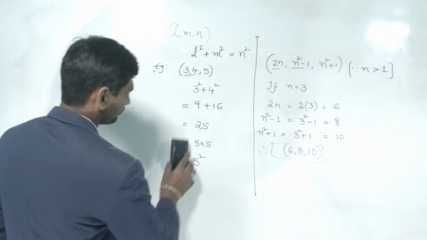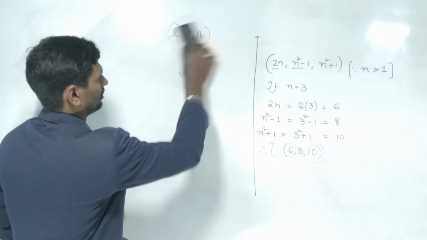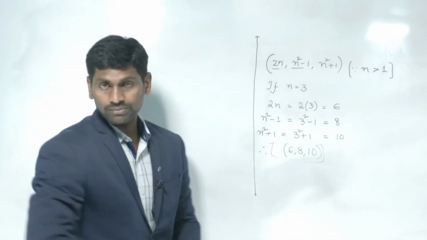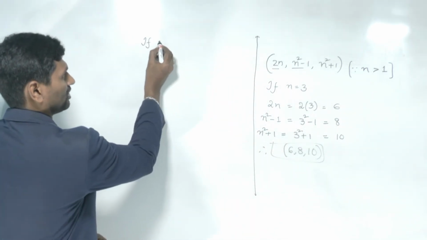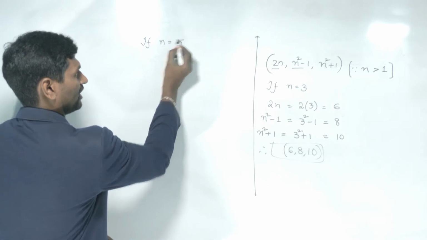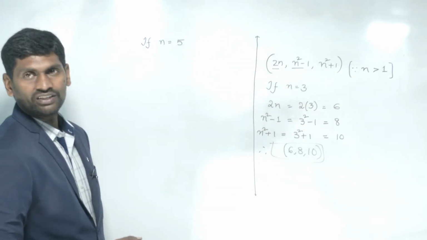Next. Now take n value is 5. Same question, take n value is 5. So if n equals 5, find the value. First 2n.